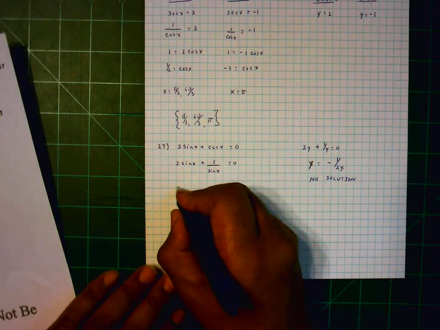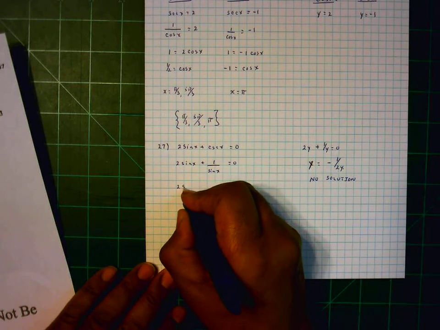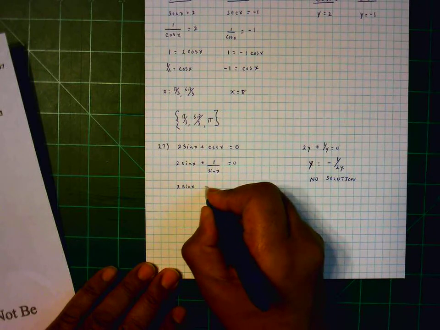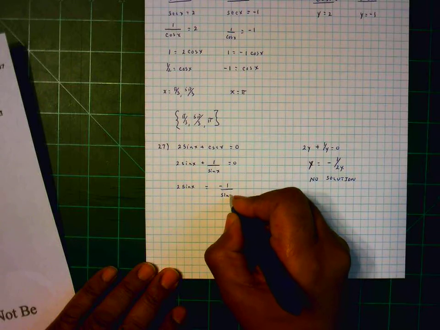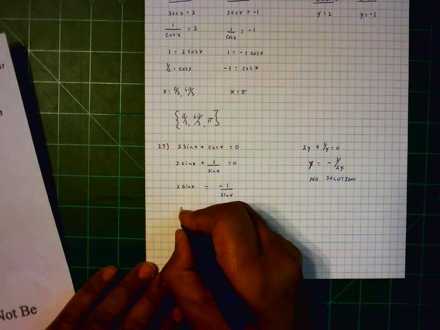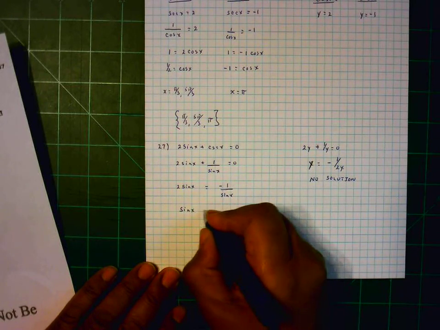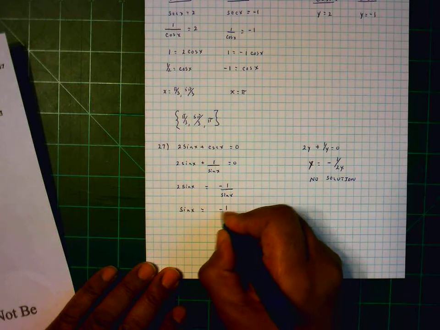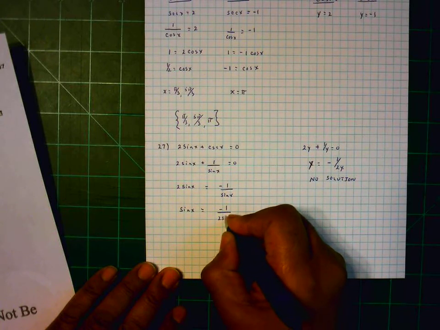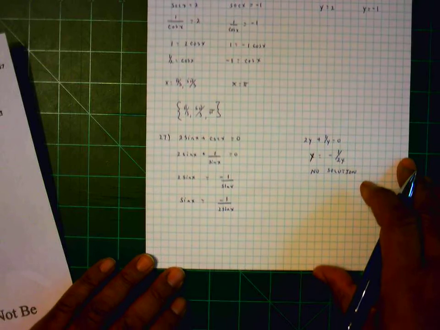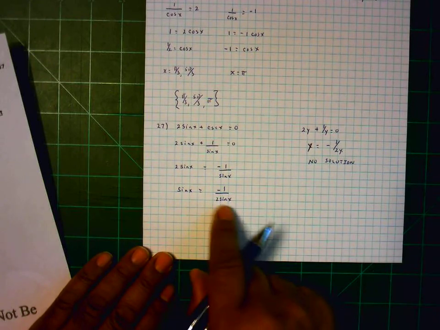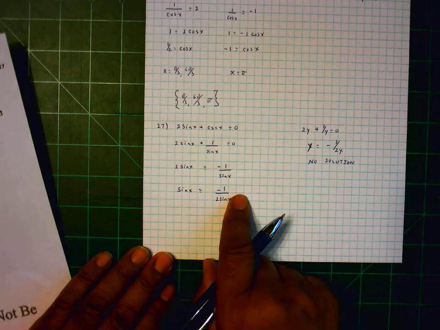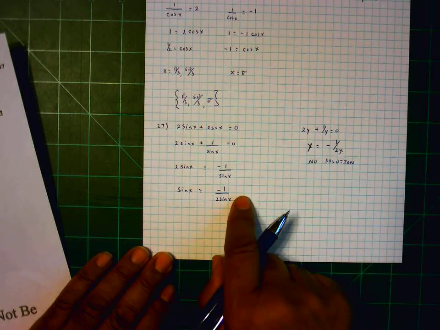Now on this side, we would end up with 2 sine x equals negative 1 over sine x. Dividing each side by 2, we would have sine x equals negative 1 over 2 sine x. And we have a similar case over here. The sine of x has to be positive. Over here, if it were positive, this would be a negative. We can't have a positive equal to a negative.